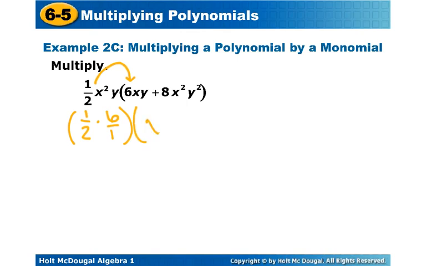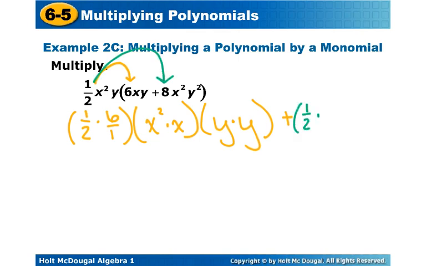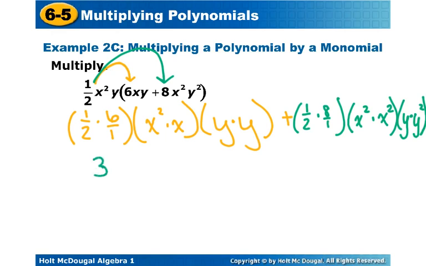6/1. Then you have this x squared times x. And then you have y times y. Plus, now you got to do this next one. So now you have plus 1/2 times 8/1. x squared times x squared. And then you have y times y squared. I'm running out of room. Parentheses, make it okay. So 1/2 times 6 over 1 gives you 3. x squared times x gives you x cubed. y times y is y squared.